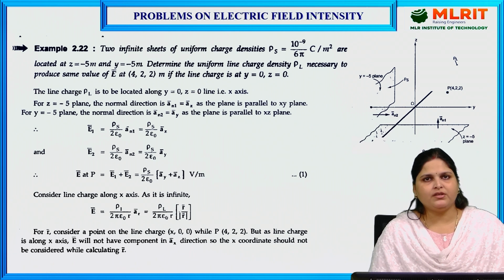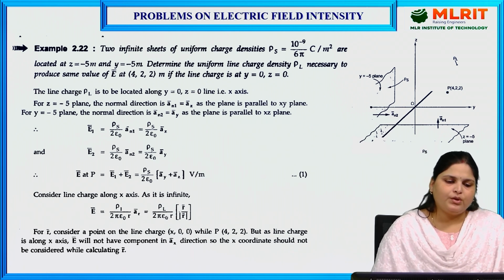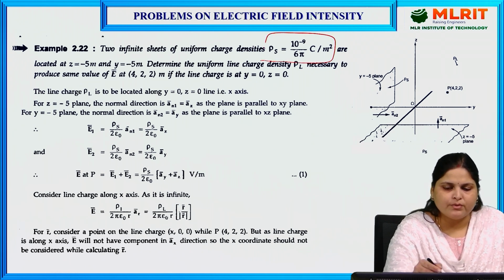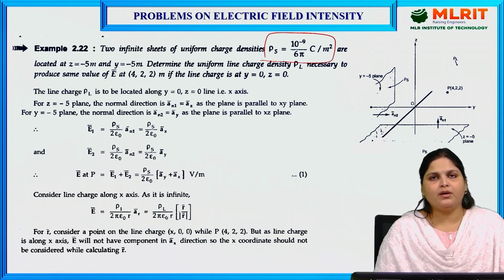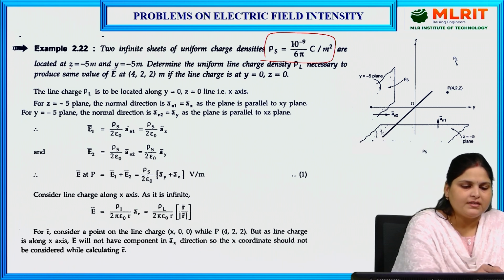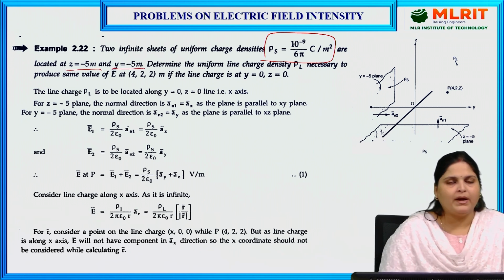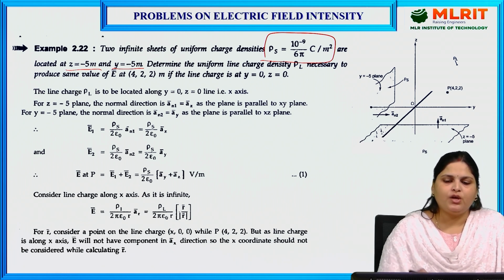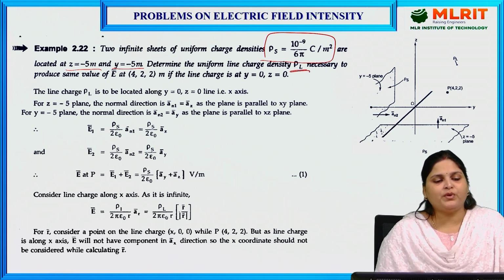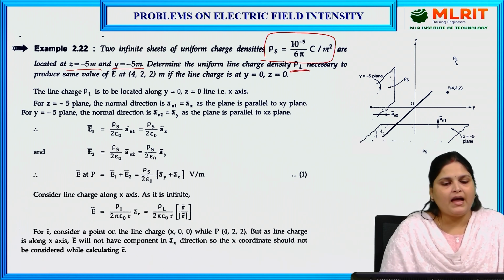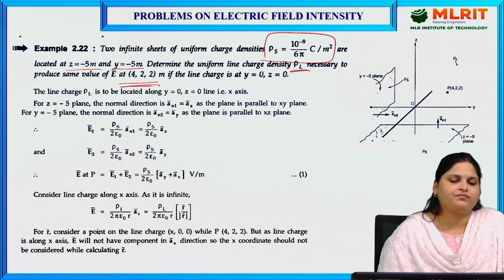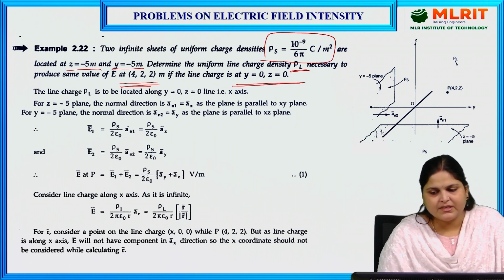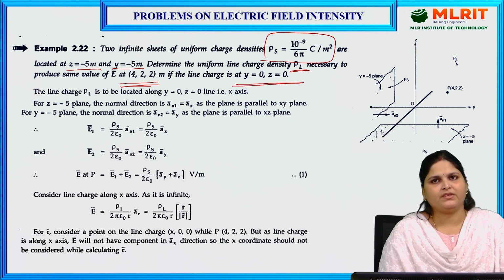Let's take another question, almost a similar type of question. Two infinite sheets of uniform charge densities rho S is equal to 10 to the power minus 9 upon 6 pi coulomb per meter square are located at Z is equal to minus 5 and Y is equal to minus 5. We have to determine the uniform line charge density rho L, which is necessary to produce the same value of E at (4, 2, 2) if the line charge is at Y is equal to 0 and Z is equal to 0, right?